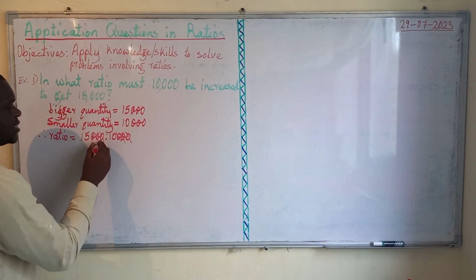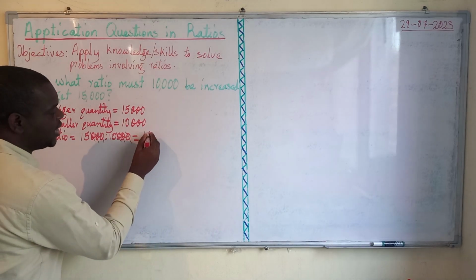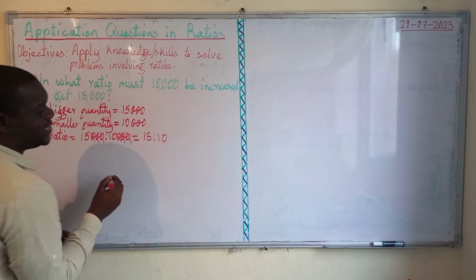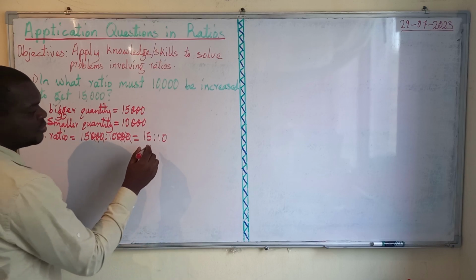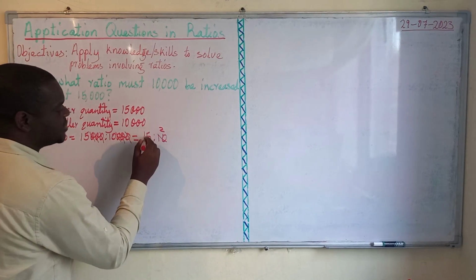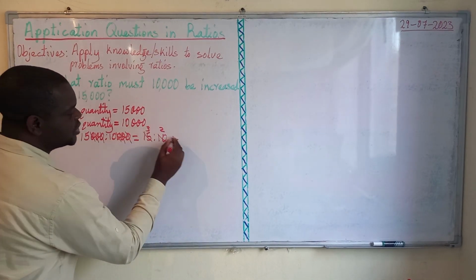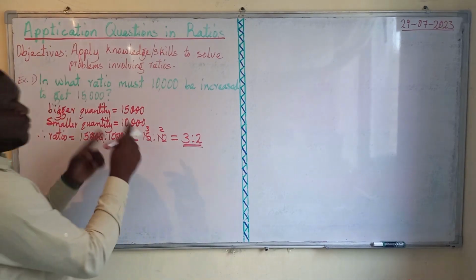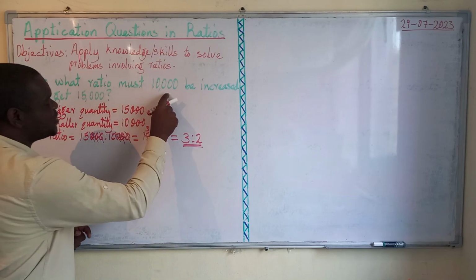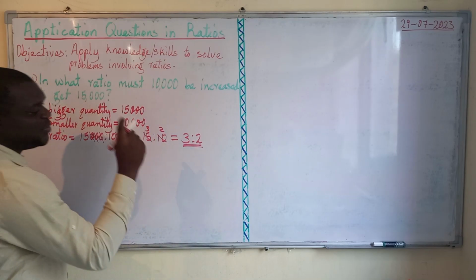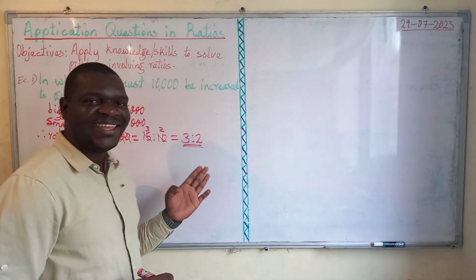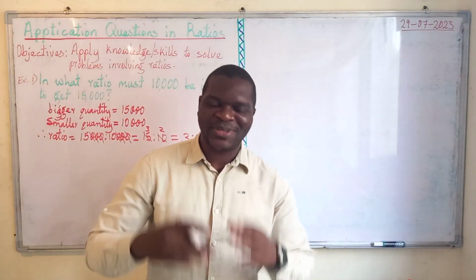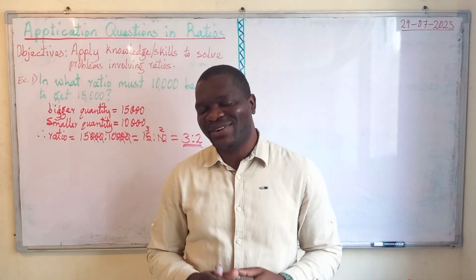So here we simplify. These three zeros can simplify these three so that we are left with 15 is to 10. It can further be broken down. 5 can go into 10 2 times and 5 into 15 3 times, so that our final answer will be 3 is to 2. If you want to increase 10,000 to 15,000, you have to use the ratio 3 is to 2. If this is understood, then we can move straight away to our second example.